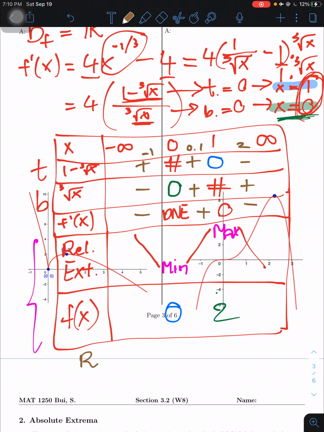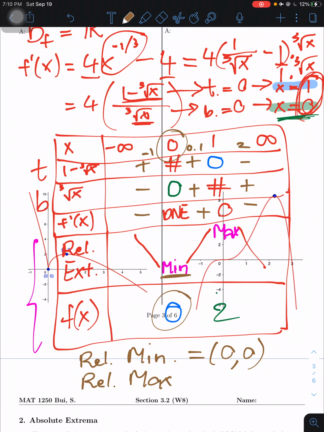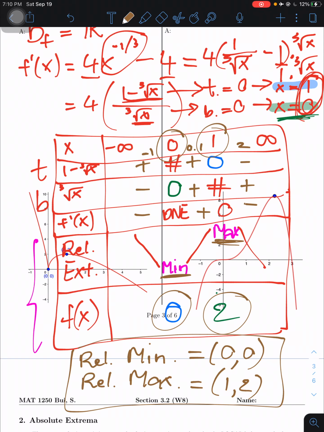So relative min, as a point, we know that this is a min. This is the x value, this is the y value, so it equals (0, 0). And then for the relative max, we know that this is the max, the x value is 1 and the y value is 2, so putting them together, we're going to get (1, 2). And this is it. So all the things in red, blue and green are the work that I'm expecting to see in the exam and in the quizzes.